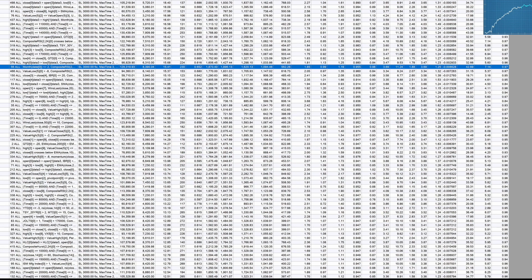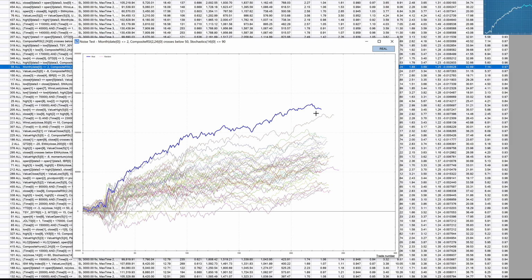Next, we'll do the noise test. And look at this. They all end up as profitable. It's not ideal. We would like to see the blue, our strategy, in the middle. But we can see that it's at the top. But they all remain profitable. So this one looks decent. I'm going to save this one.